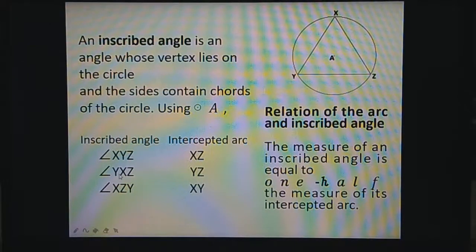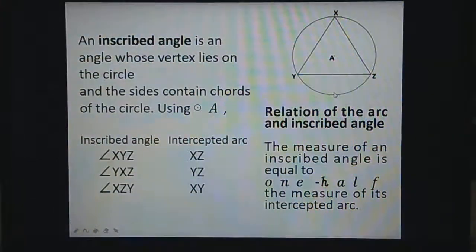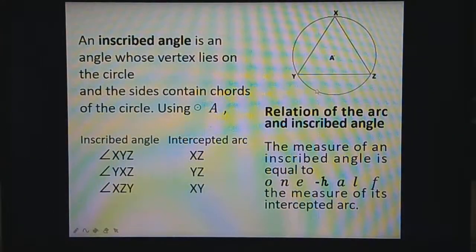Next inscribed angle is YXZ. So, ito naman yun, YXZ. So, itong angle na ito ang tinutukoy natin, itong vertex na ito. So, yung kanyang in-intercept na arc, ito. So, we have arc YZ. That is the intercepted arc of angle X or angle YXZ.